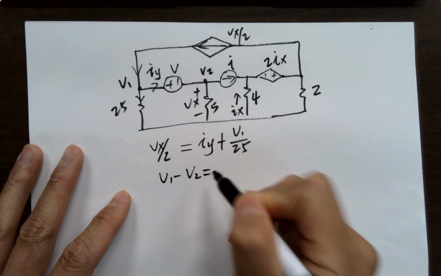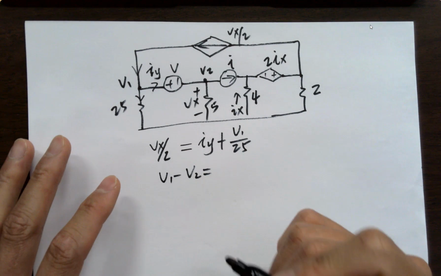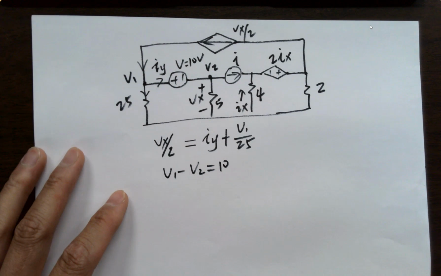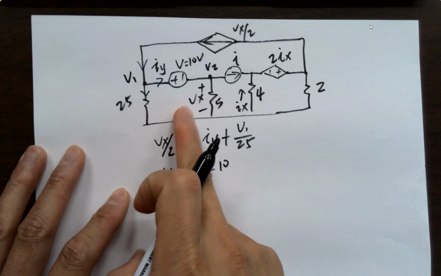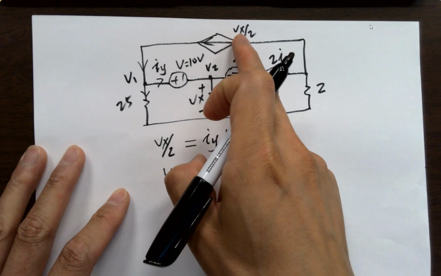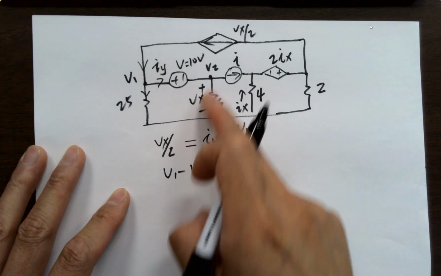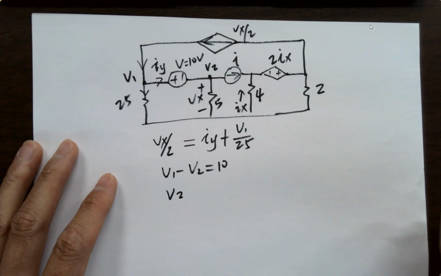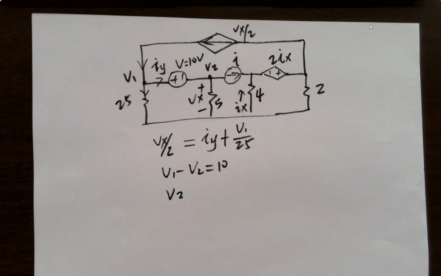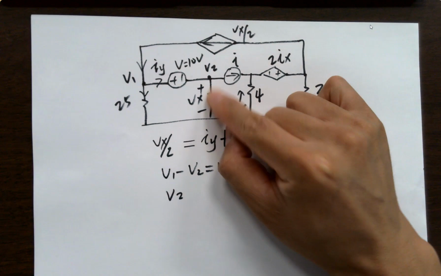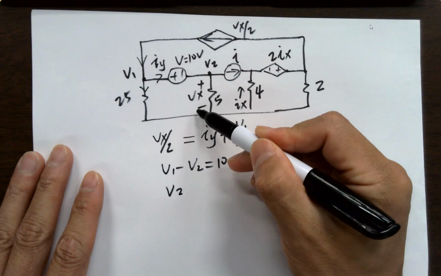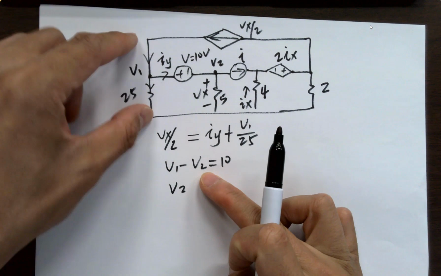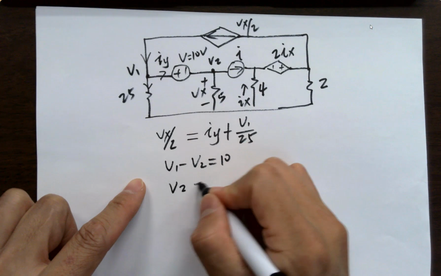V1 minus V2 is what? I have 10 volts here. So we got a Vx introduced, so we need to address this one so we can solve for Vx over here. Here's Vx, here's V2, which is great. So V2 is what? Oh, V2 is Vx. We got a Vx introduced and a V2 introduced, so why not just directly use it? V2 is Vx.